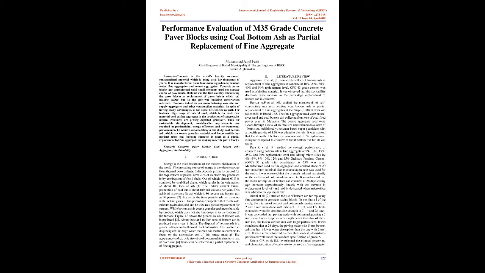Hamza et al. studied the nomograph of a self-compacting mix incorporating coal bottom ash as partial replacement of fine aggregate in the range 0 to 30% with W/C ratios of 0.35, 0.40, and 0.45. The fine aggregates used were natural river sand and coal bottom ash collected from a coal-fired power plant in Malaysia. The coarse aggregate used was sieved through a 16 mm sieve and retained on a 10 mm sieve. Additionally, a polymer-based superplasticizer with a specific gravity of 1.09 was added to the mix.